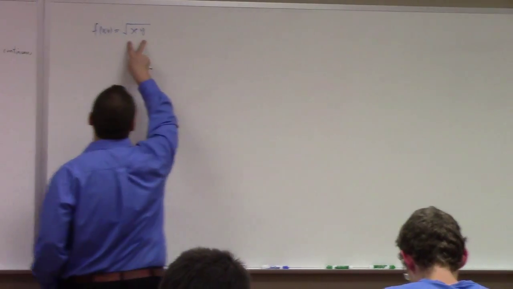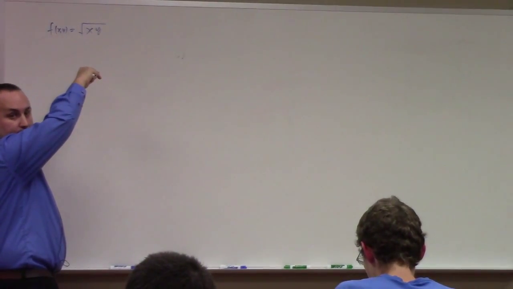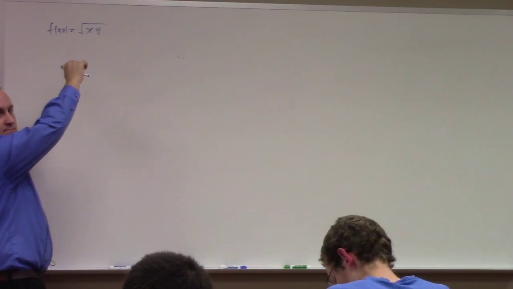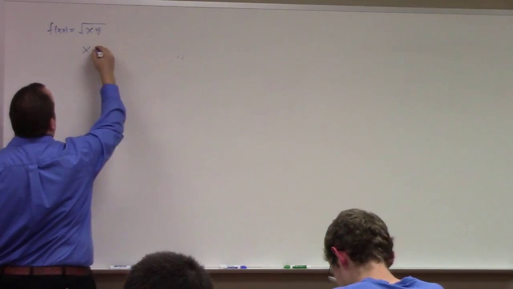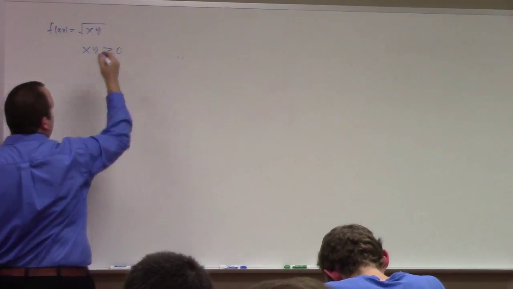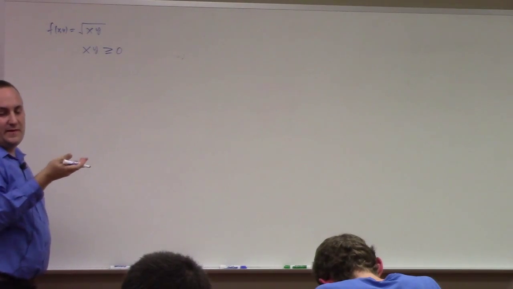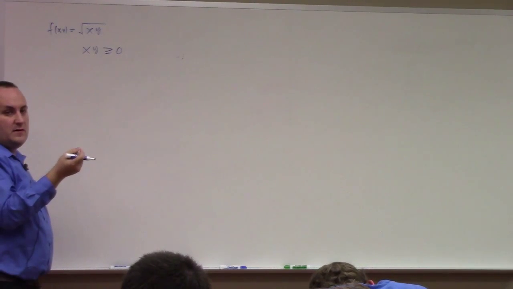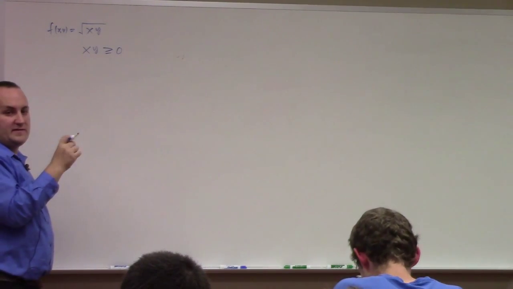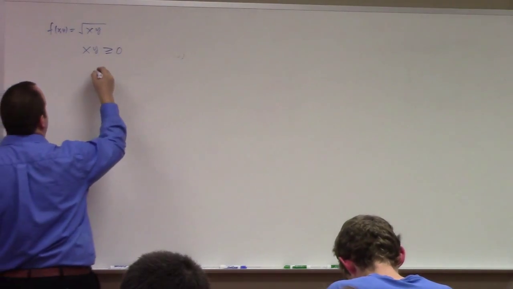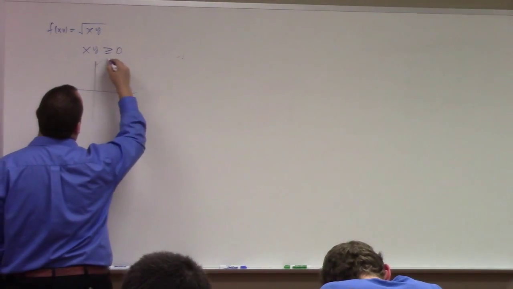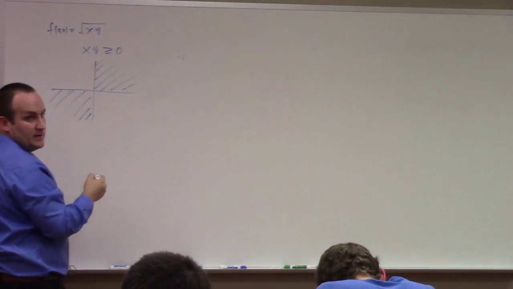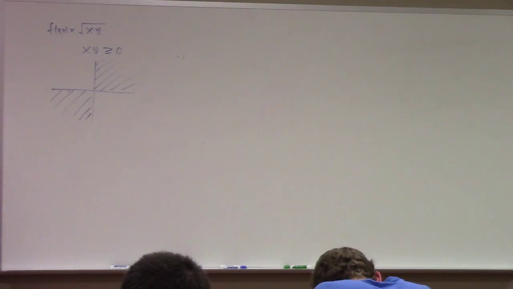So when does this formula make sense is essentially the question. You need what? Right, exactly. X times y is non-negative, so greater than or equal to 0, right? And so if you think about that, that means either both x and y are non-negative, or they're both non-positive. So I can graph that. So it's basically this, right? So that's the domain of f in this case.